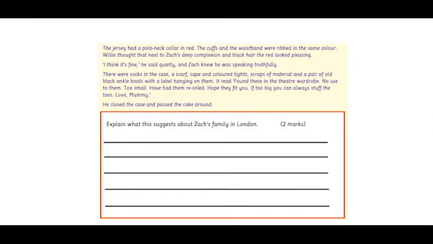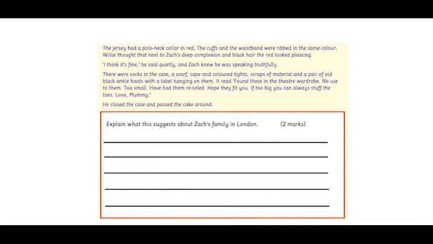Okay, Year 6, so today we're going to be looking at questions which say, explain what this suggests. Okay, and you can see that they are 2 mark questions, so we might either need 2 points or we need 1 point and 1 piece of evidence which supports our answer.